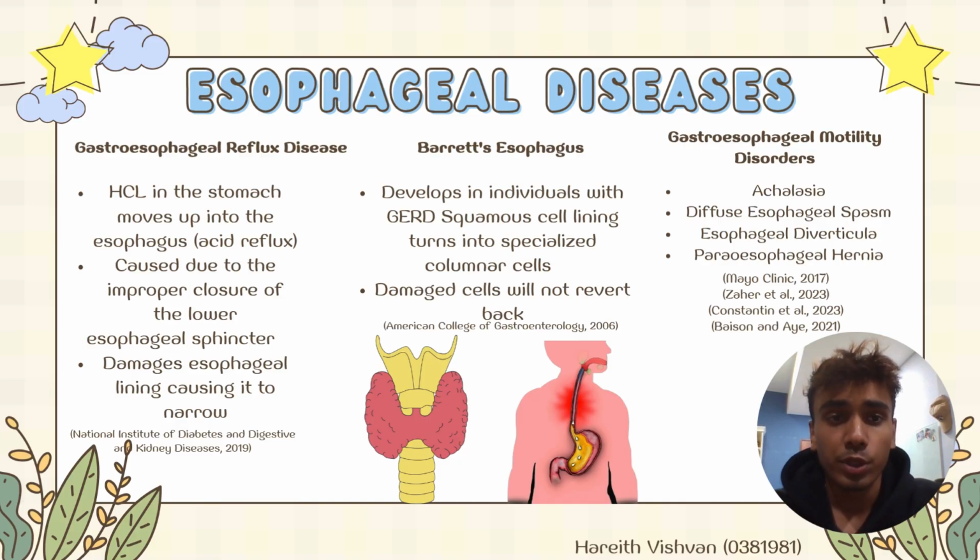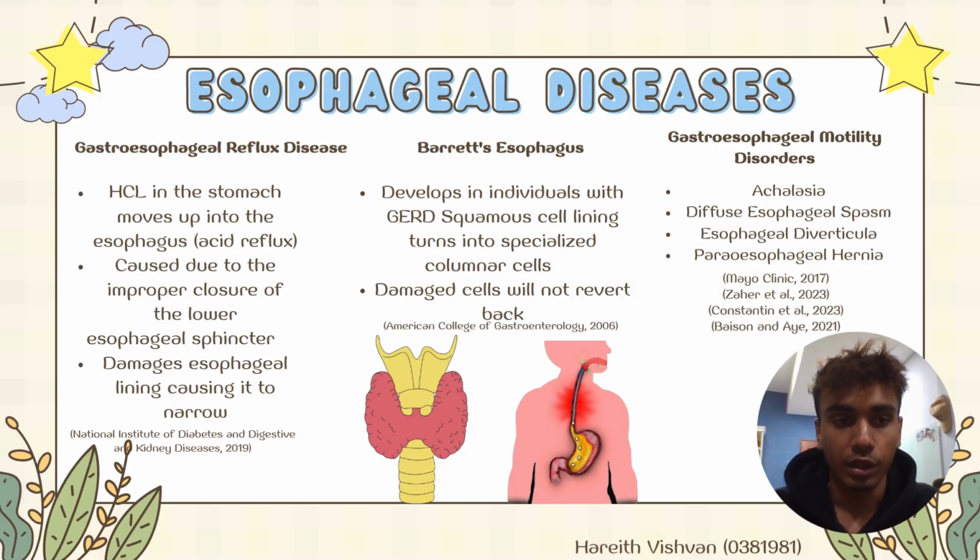Hi, so I will be talking about diseases which are linked to the esophagus. The first disease, known as gastroesophageal reflux disease, or GERD, is when hydrochloric acid in the stomach goes up the esophagus, causing a burning sensation, also known as acid reflux. This is caused by improper closure of the lower esophageal sphincter, which damages the esophageal lining, causing it to narrow. The symptoms are heartburn, regurgitation, sore throat, and difficulty in swallowing.